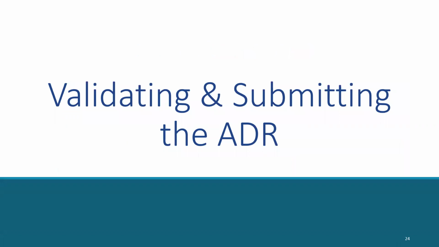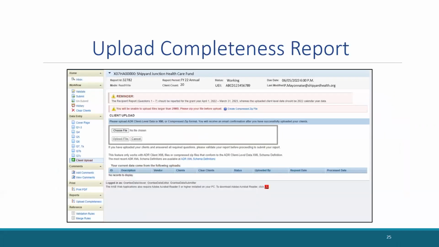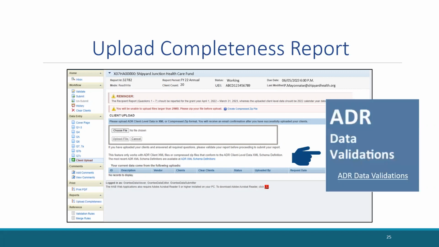Now let's move on with validating and submitting your ADR. There are two great resources to use during the validation process to ensure your data quality. These are the Upload Completeness Report and the ADR Data Validations document available on the Target HIV website. To generate the Upload Completeness Report, you will click on the Upload Completeness link under the report's header. The Upload Completeness Report is an aggregate report that summarizes your client-level data by data element and in a table format. The ADR Data Validations document provides information on the data validations for each data element and the types of validations you may receive in the data upload process. Again, we recommend you view last month's webinar, which goes over how to use this tool.